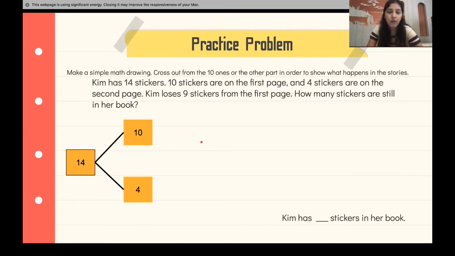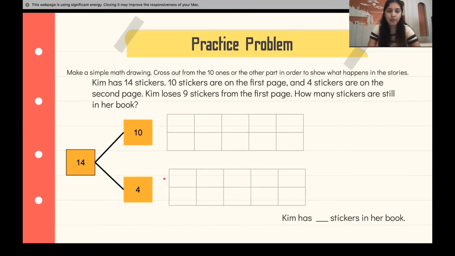Okay, so now we're going to go ahead and show our tens frame for both of them. So if you want to pause the video to do your tens frame and unpause when you're ready, go ahead. Okay, so here I have my tens frame for the 10 that are on the first page, right? So let's go ahead and show our stickers. Ready? 1, 2, 3, 4, 5, 6, 7, 8, 9, 10. These are the 10 stickers on the first page.